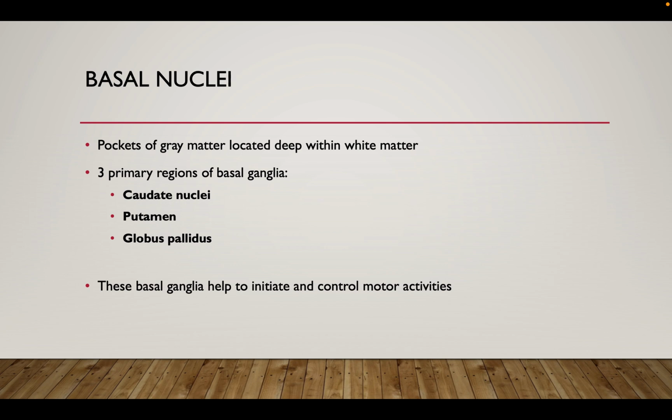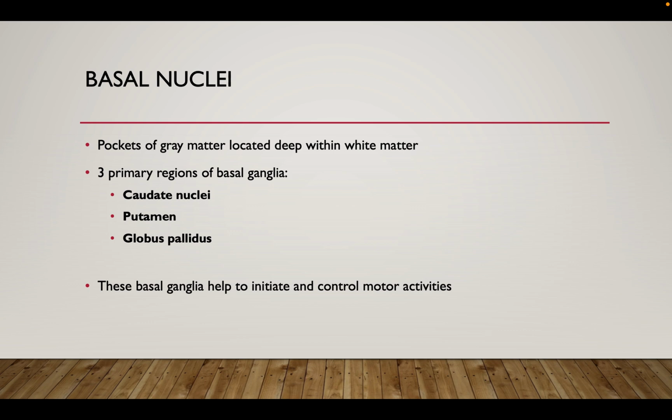The reason for that is if something is a ganglia, when you're talking about the nervous system, that is a group of cell bodies located outside of the central nervous system. But these basal nuclei, because we're talking about the central nervous system, are a group of cell bodies located within the central nervous system. So truly the more accurate term for this is the basal nuclei. So that's what I'll try to refer to them as.